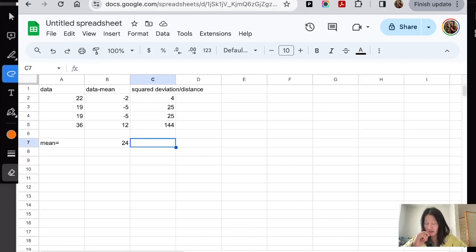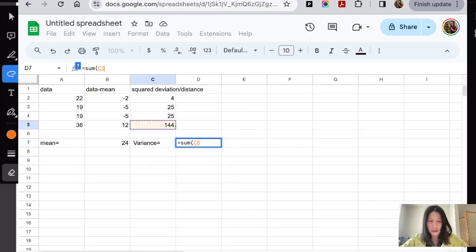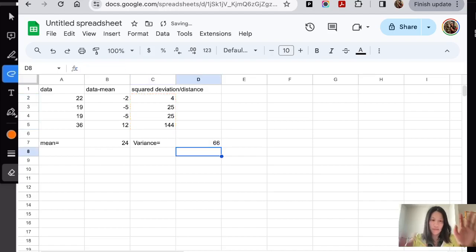After we square the distance, the next step is you want to get the sum and then divide it by the degrees of freedom, which is n minus 1, to find the variance. So our variance equals the function, the sum of, now we can choose the values, the square of the distance, right? And then divided by n minus 1, which is 4 minus 1, divided by 3. So now it gives you the variance equals 66.